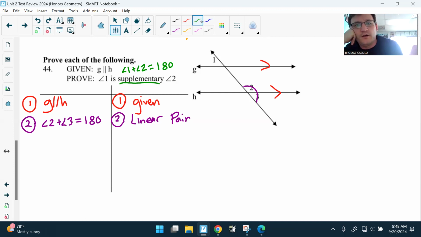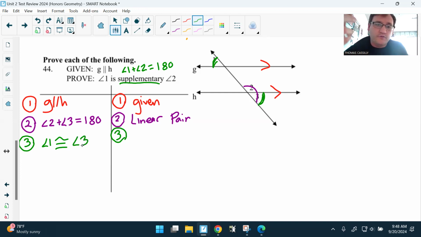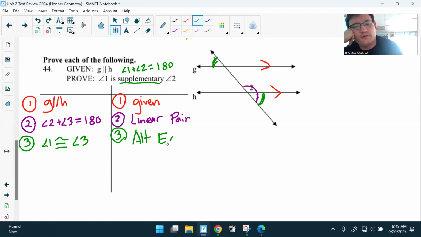All right. The next thing we can say is we need to look for some angle pairs that we know are congruent. So like angle 1, we're going to have to use angle 1 eventually. So angle 1 is congruent to, we need to find it. What is angle 1 going to be congruent to? Well, we know angle 1 is congruent to angle 3. So again, angle 1 is congruent to angle 3 because they are alternate exterior angles.